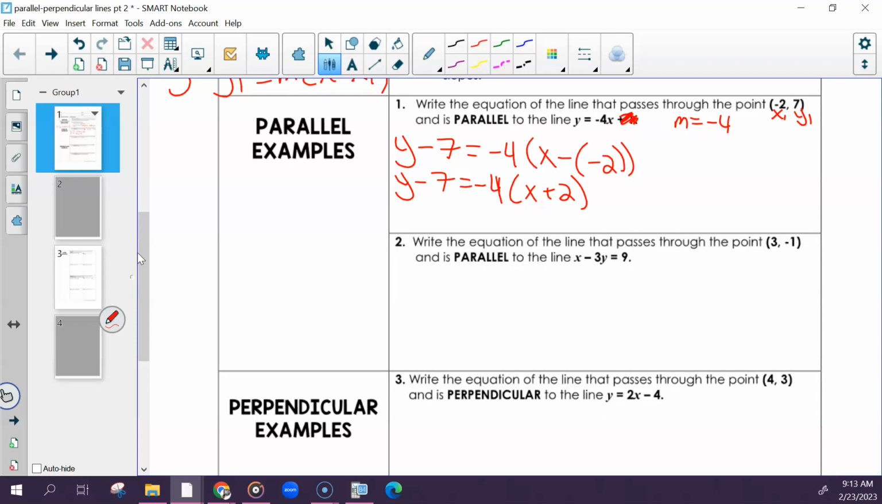Someone other than Otis and Gianna. You guys are killing it, but I need other people to answer. What is our next step? Yes. So y minus 7 equals -4x minus 8. And then our last step, Lacey. Add 7. So our new equation is y equals -4x minus 1.